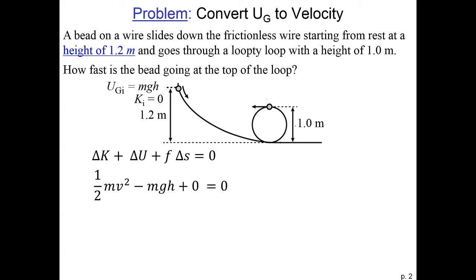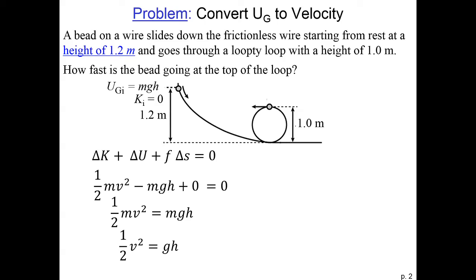The change in kinetic energy is 1/2 mv squared, since the bead is starting from rest. The change in potential energy is -1 times mgh, because the bead is going down and losing potential energy. The wire is frictionless, so the friction work is set to 0. We have a slight problem because we don't know the mass of the bead. However, if we rearrange the equation, we find that 1/2 mv squared is equal to mgh, so the masses cancel. So 1/2 of v squared is equal to gh.